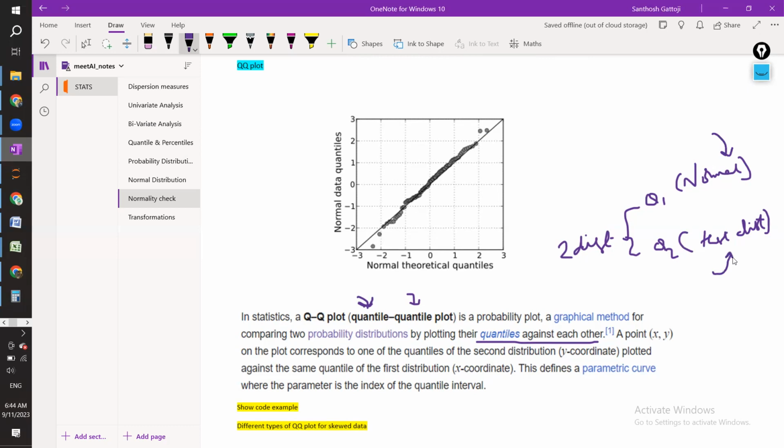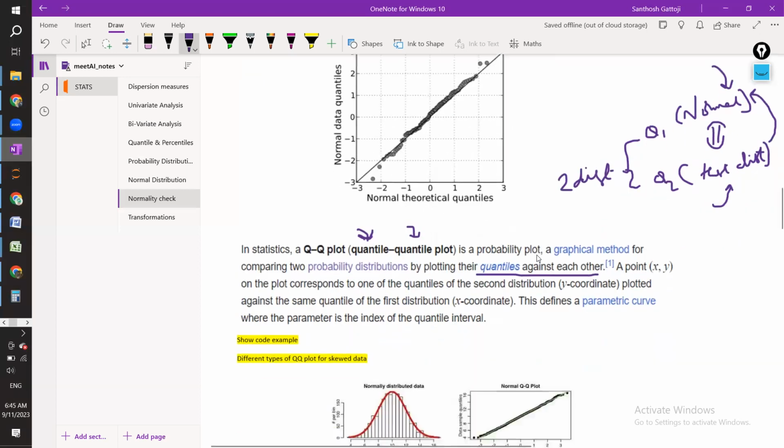Now if both of these quantiles are plotted, and if they are following a straight line, that means this test distribution is a normal distribution. That's the idea. Because when you're plotting quantiles of two distributions, and if they are following a straight line, it means that both are similar distributions. So that's why, to find out normality, we will take one distribution as normal and the other as our test distribution. We'll draw the quantiles. That's the basic idea.